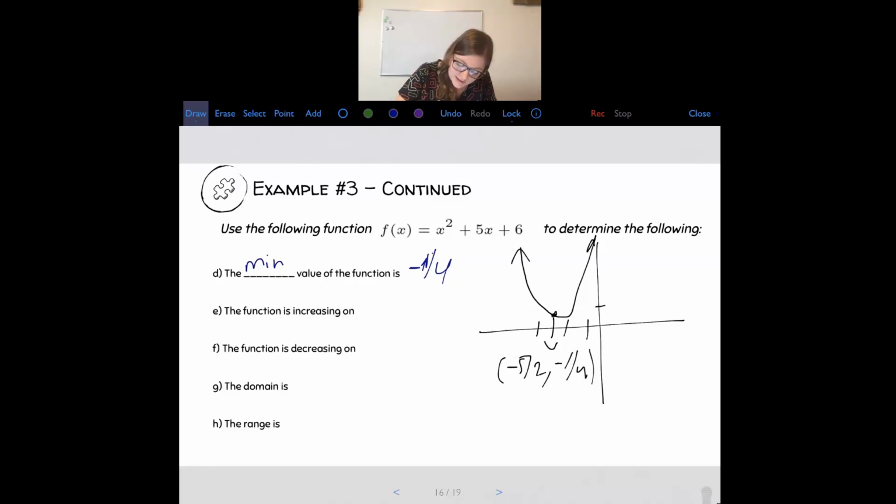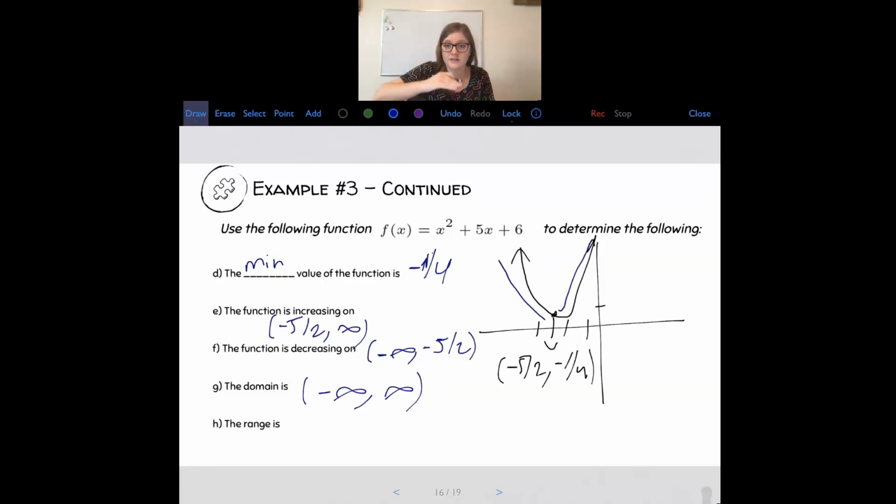So my function is increasing from negative 5/2 to infinity. It's decreasing on negative infinity to negative 5/2. My domain is still negative infinity to infinity. Okay, and the range is the lowest y value to the highest. So negative 1/4, infinity. Okay. And I'm going through those increasing, decreasing, domain and range because those are topics that we've been talking about. But if you need help with them, please do let me know.